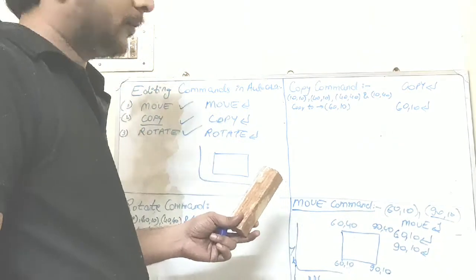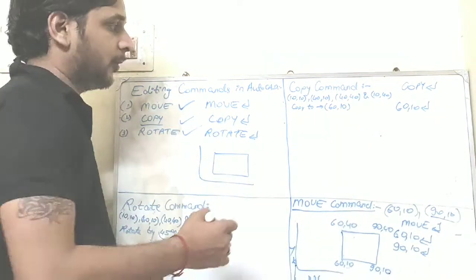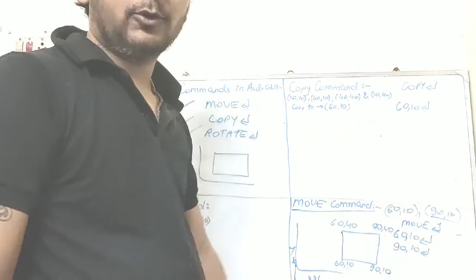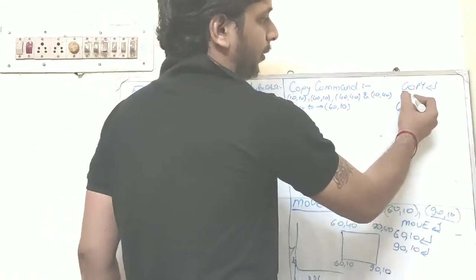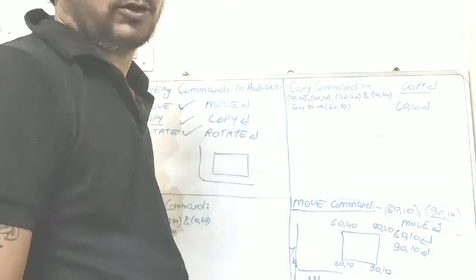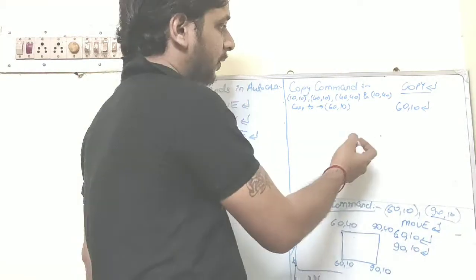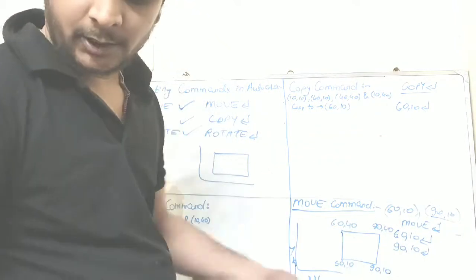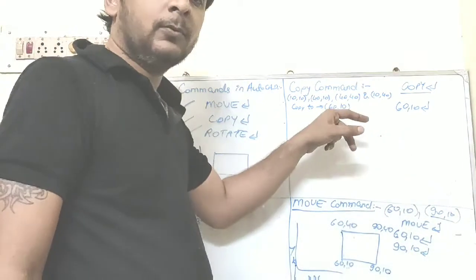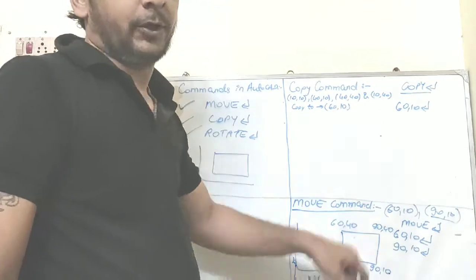Now we have already discussed about move command. Now we will discuss about copy command. The format of copy command is at the command prompt type copy and press enter key. Either you can spell it in caps or you can in small letters. No problem about caps or small. So let us take a problem. A rectangle is to be constructed with the given points 10, 10, 40, 10, 40, 40 and 10, 40 and we have to copy that rectangle from 10, 10 point to 60, 10 point.